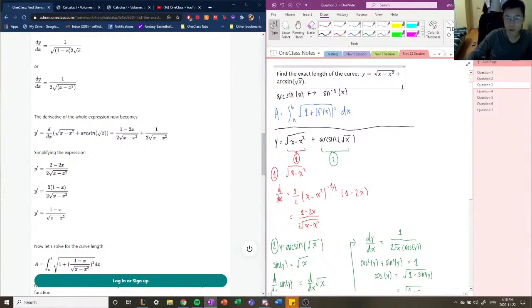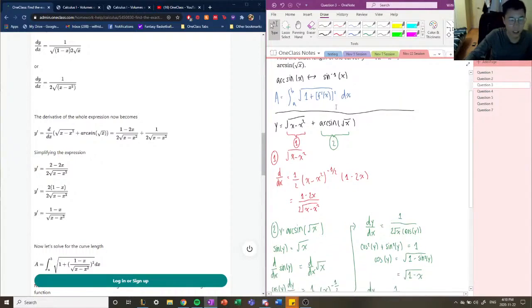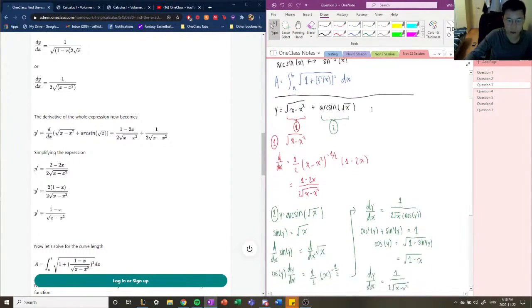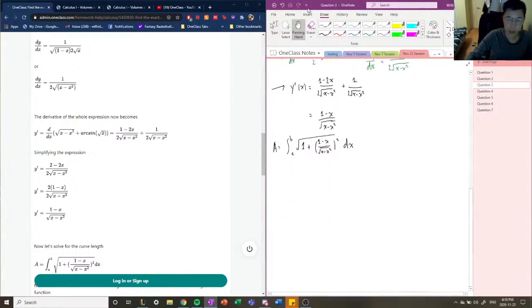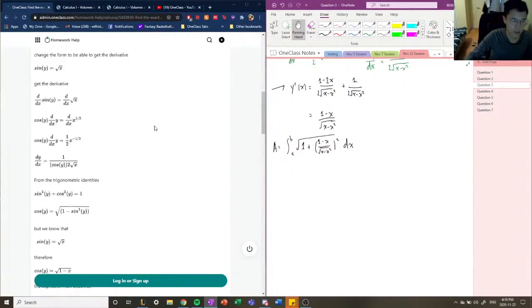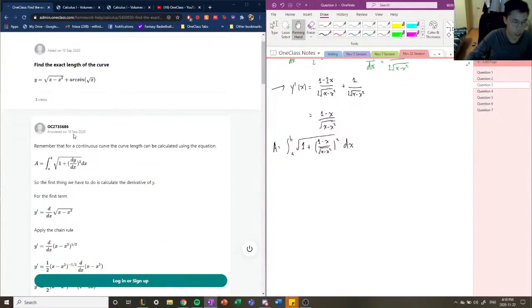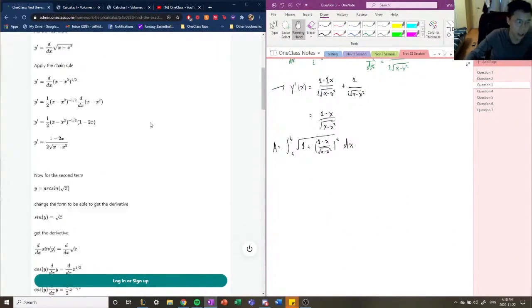Now, normally, they would give you the interval for the bounds of this curve. They'll say, oh, find the length of the curve from 0 to 4. They'll say, find the length of the curve from 1 to 100, okay? But here, they didn't give us the exact length of the curve, right? So we're going to assume that the length of the curve is the entire curve, okay? So let's look at this function, right? So what is the domain of this curve, right?